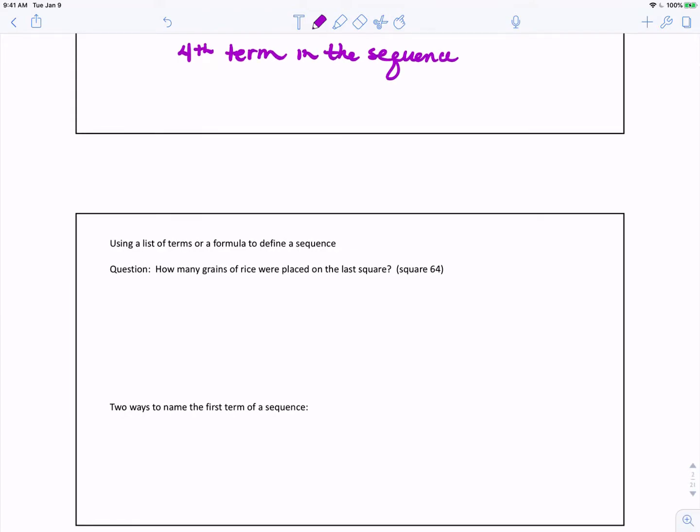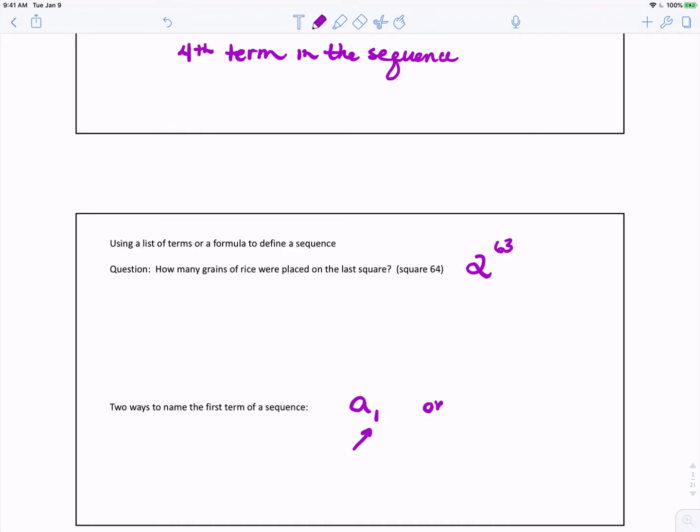So using a list of terms or a formula to define a sequence. Question, how many grains of rice were placed on the last square? Square 64. We just already did that actually. We know that there were 2 to the 63rd power. 2 ways to name the first term of a sequence. Often we use a sub 1 to name the first term of the sequence, and that makes sense because the first term, 1, first term.